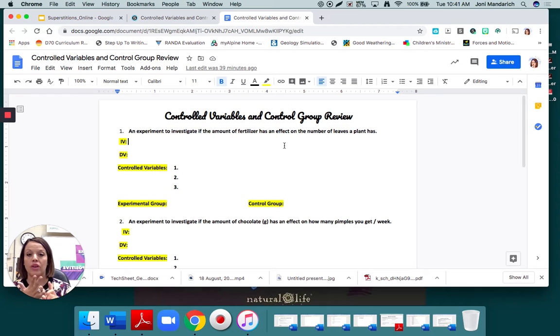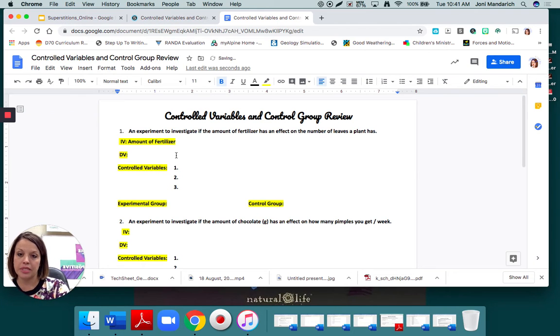I want to know if I can get more leaves on my plants, and I'm going to look at a different amount of fertilizer. Okay, that's my experiment. So IV and DV, we're pros at that. Let's think of what our IV would be. So I want to know if the amount of fertilizer has an effect on the number of leaves. Let's say, what am I changing? My IV is the amount of fertilizer.